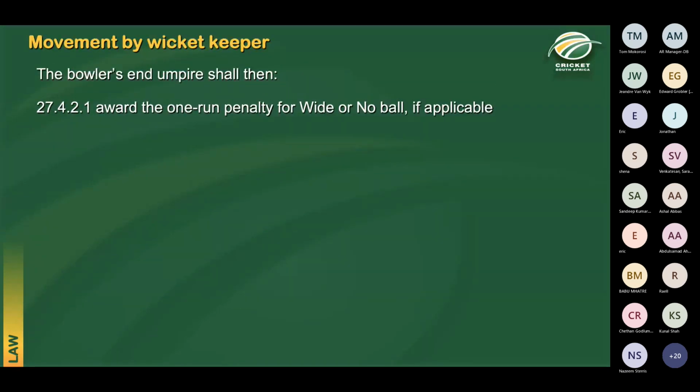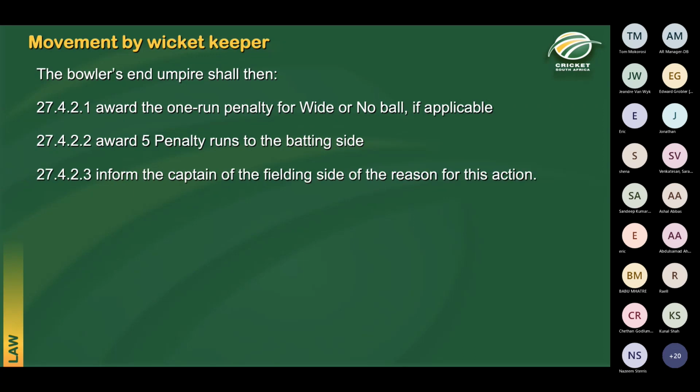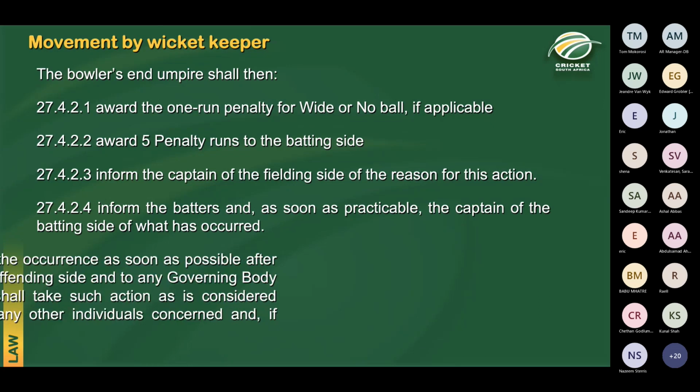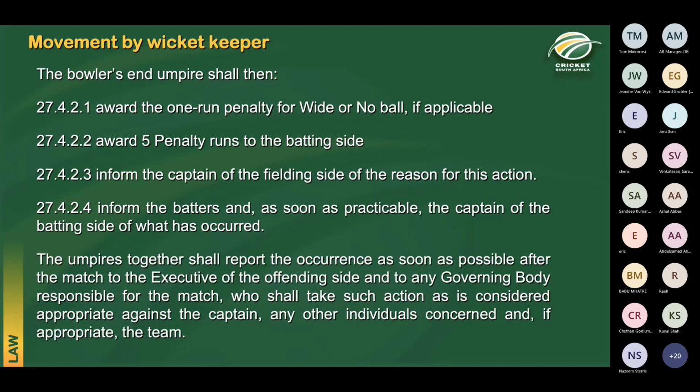So what else shall the bowlers and umpire do? They shall award 1 run penalty for a wide or no ball if applicable. And because of the unfair movement of the wicketkeeper, they shall also award 5 penalty runs to the batting side, inform and report. Okay.